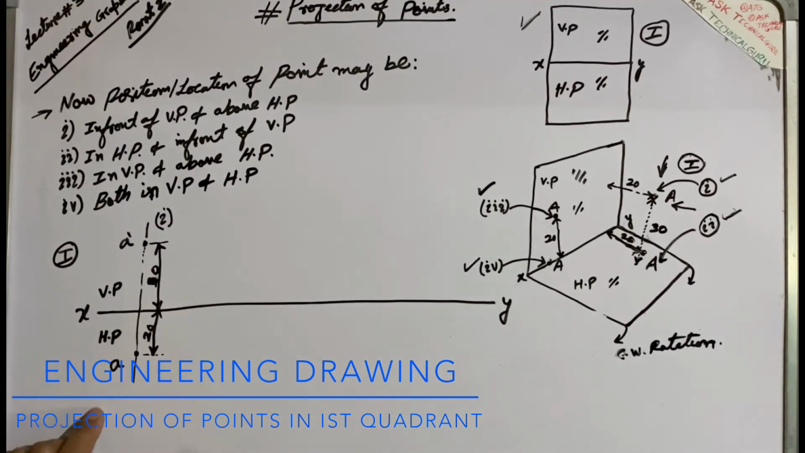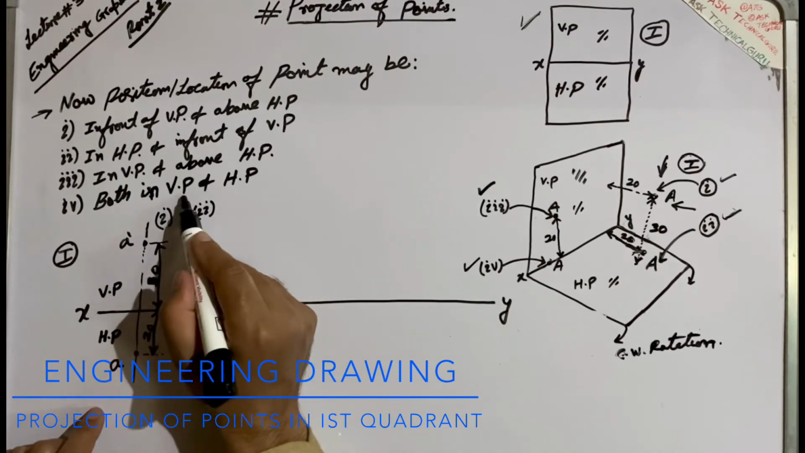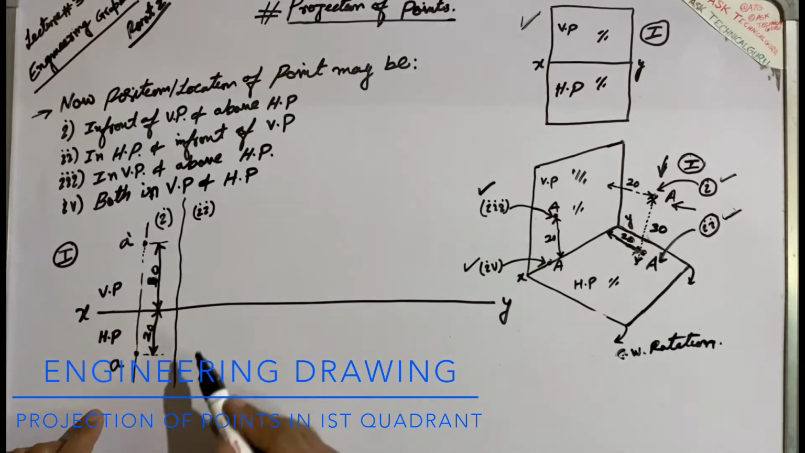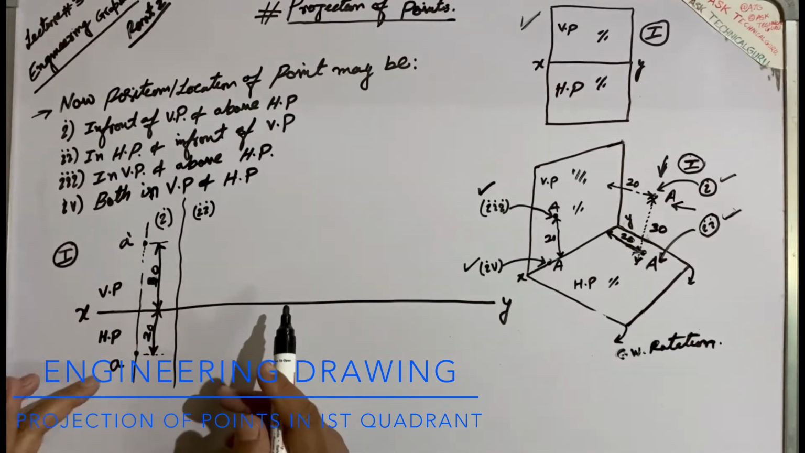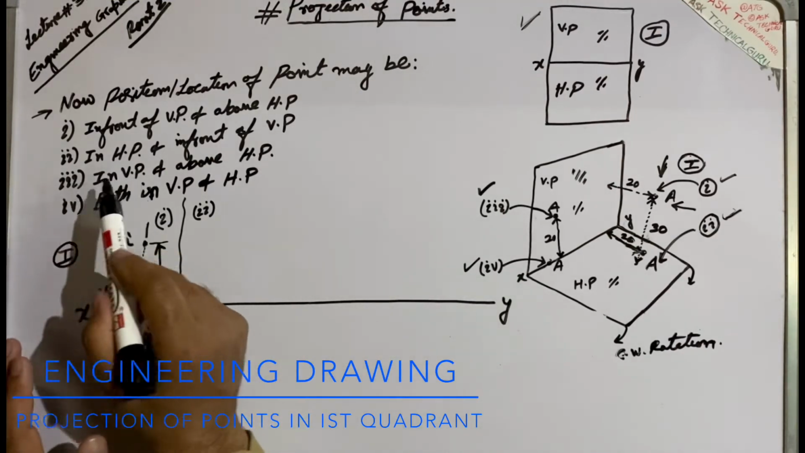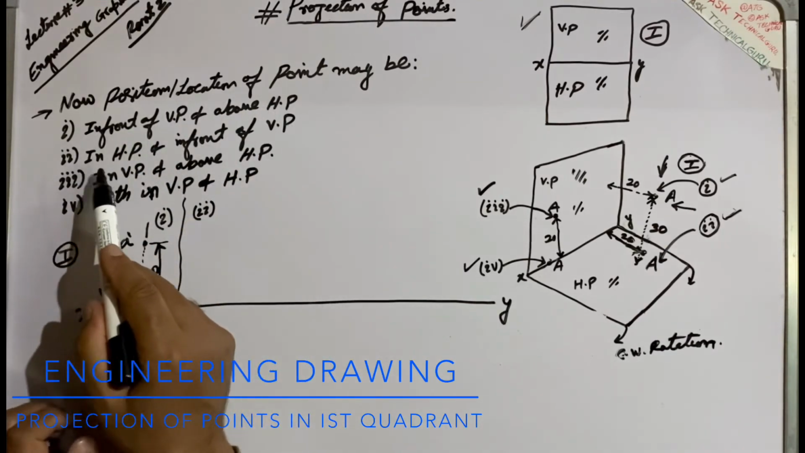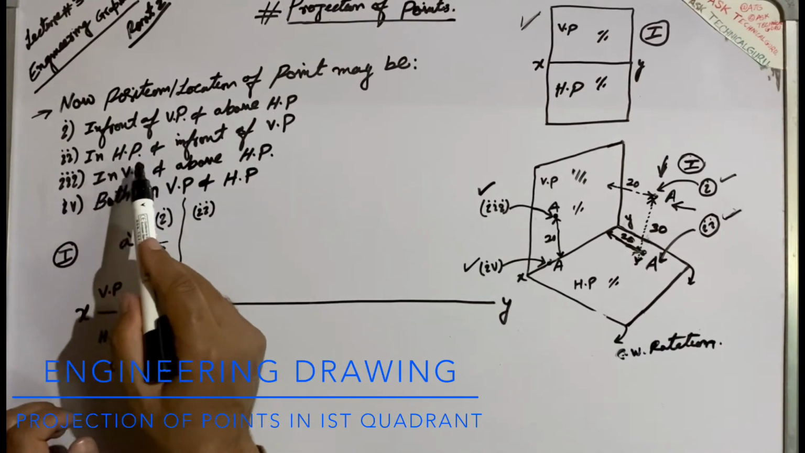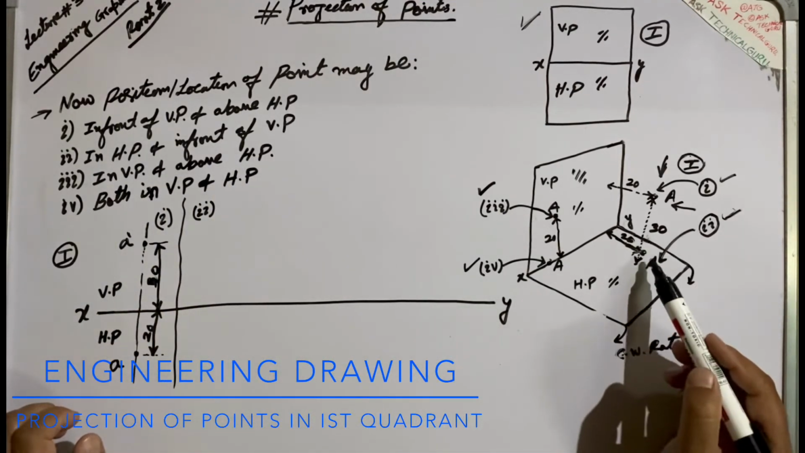Okay, now we will go for condition number second. We have drawn its front view and its top view for condition number first. Now for condition second, the position of the point is in the horizontal plane and in front of the vertical plane. This is the second condition.